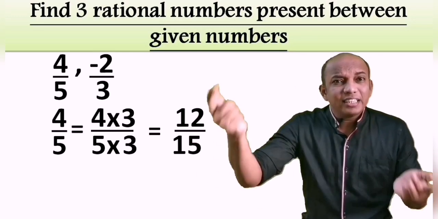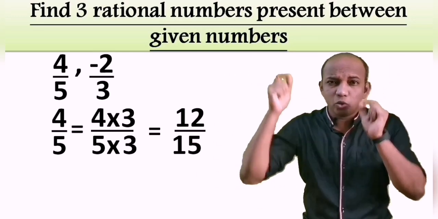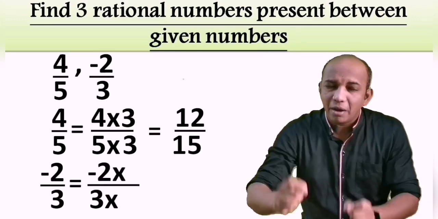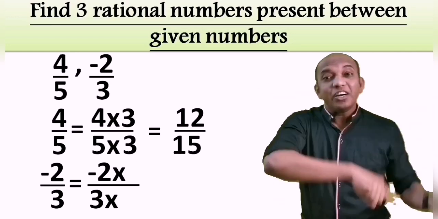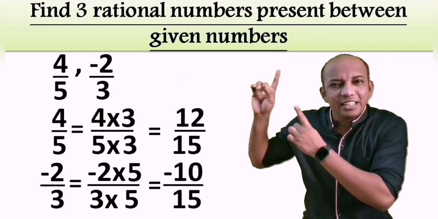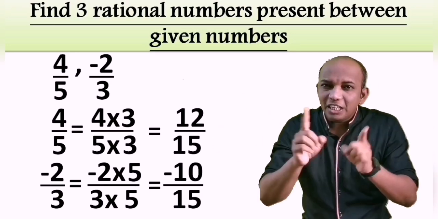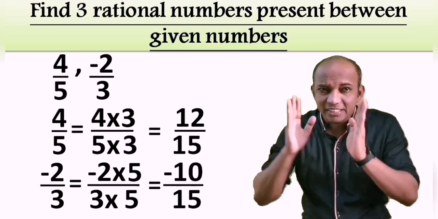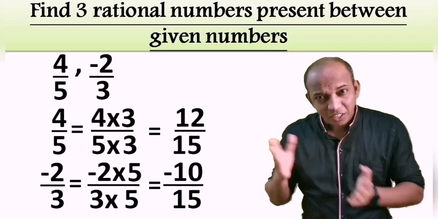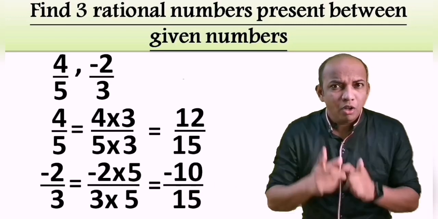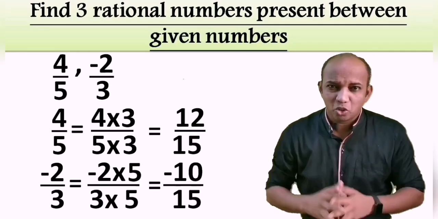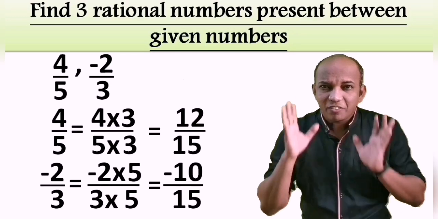Now we will write the second fraction, that is minus 2 upon 3, and this minus 2 and 3 will be multiplied by the denominator of the first fraction, that is 5. And what do we get? Minus 2 into 5, we get the answer minus 10, and 3 into 5, we get 15. Isn't it right? Now check the denominators of both the fractions, the converted ones specially. What do we get? 15 is the denominator for both of them, right? So we can say they are like fractions.